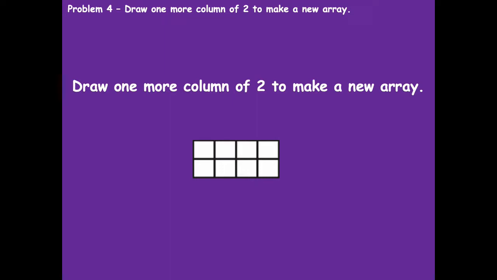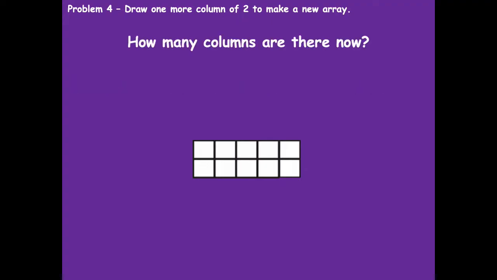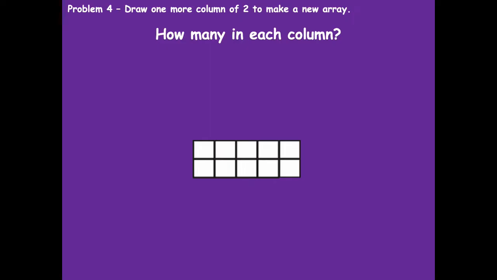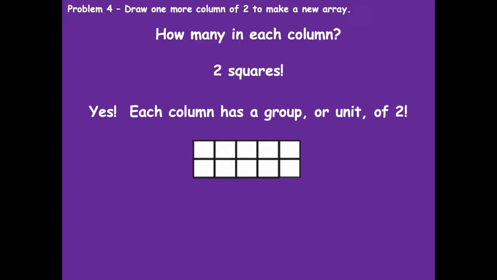All right, friends, so here's what it looks like when I drew 1 more column. There it is. Make sure that you should have 2 in each column because that is what matches the other columns. All right, so how many columns are there now? Yeah, we have 5 columns. How many in each column? Yeah, 2 squares. So yes, each column has a group or unit of 2.